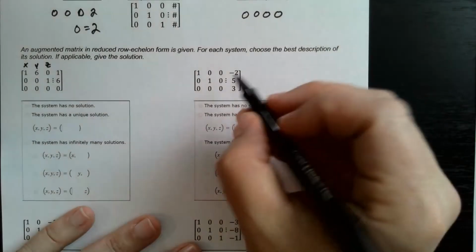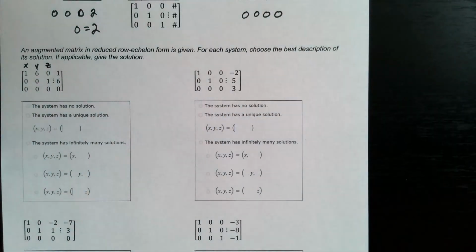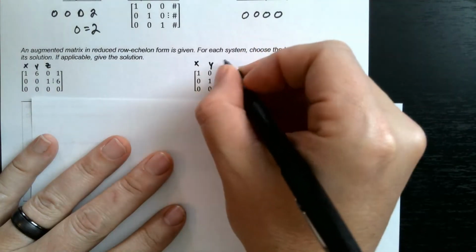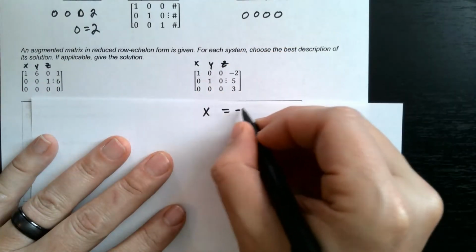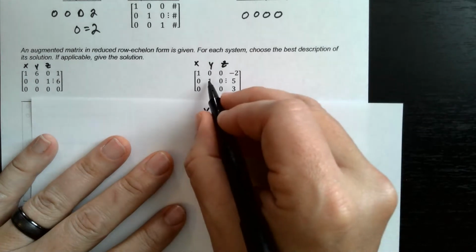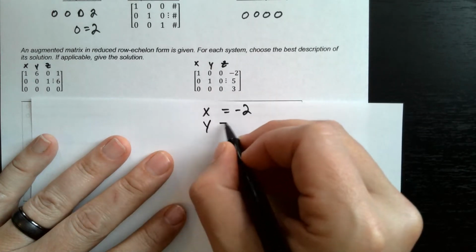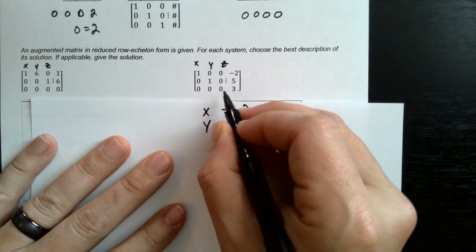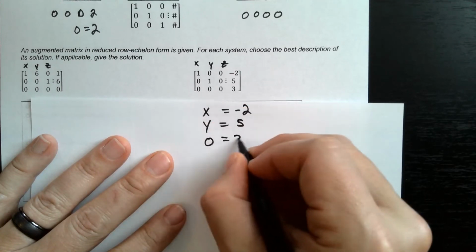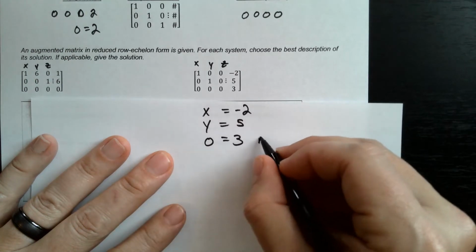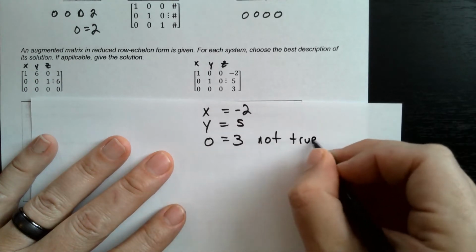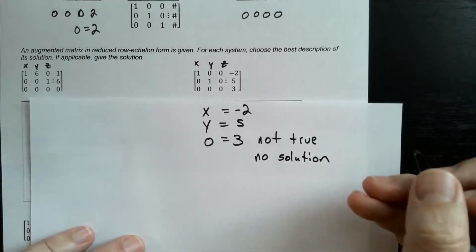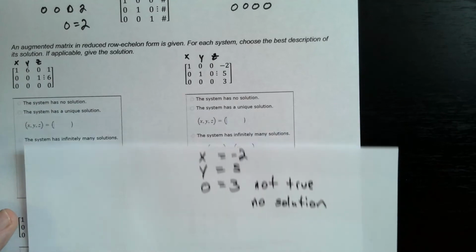So on this one, we've got x. Remember, this is x, y, z. x equals -2. So far, so good. We got y is equal to 5. And then on the last one, we've got no variables here because there's no 1s. So we've actually just got 0 is equal to 3, which is not true, right? This is not true. Thus, no solution. So for that second one, we get no solution.